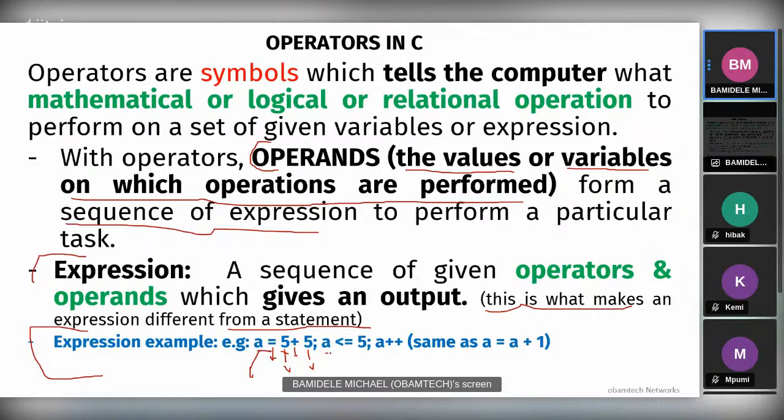Okay. We have another expression here, a less than or equal to 5. So this is an operand, this is an operand, and these guys are the operators. This is a less than operator, and in this case, an equal to operator. When you use these two together, it's called less than or equal to. You know this, of course.